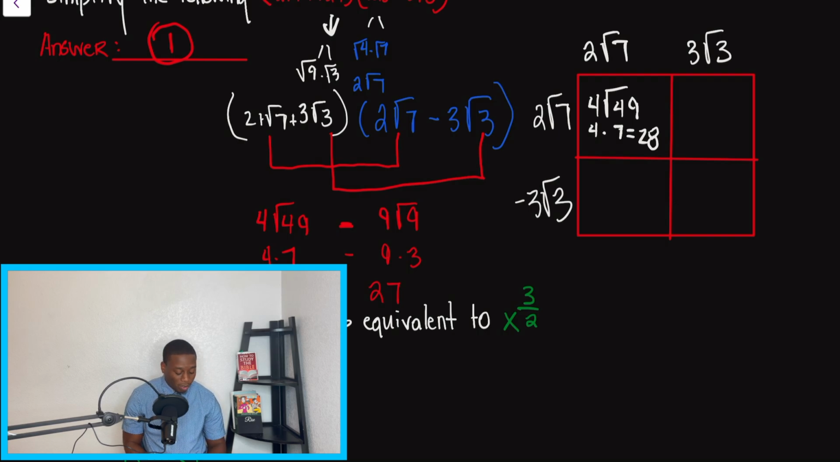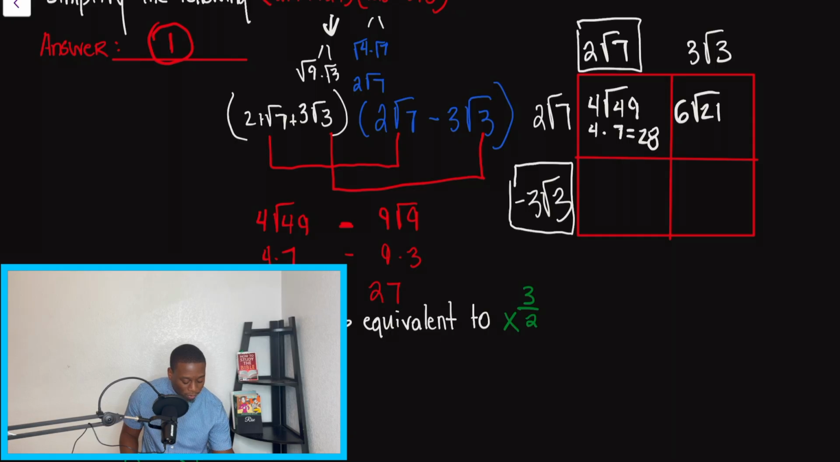Okay. Now we're going to do 2 radical 7 times 3 radical 3, and that's going to give us 6 radical 21. Okay. Now, when we go through on the bottom side, we're going to multiply negative 3 radical 3 and 2 radical 7. And now we're going to get the same answer, negative 6 radical 21. So I'm just going to pause right here.